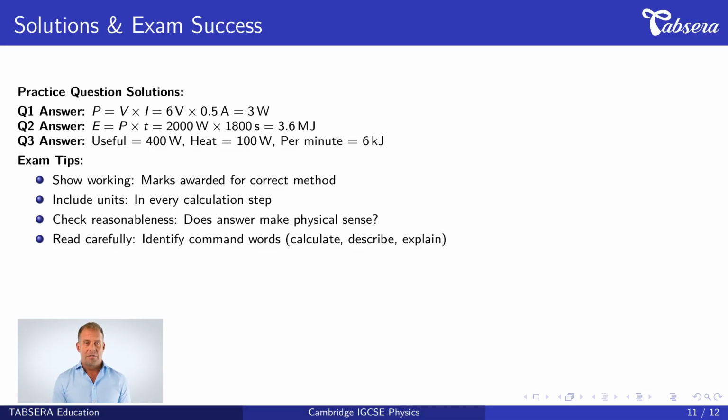Let's review the solutions. For question 1, power equals voltage times current. P equals 6 volts times 0.5 amperes equals 3 watts. This is reasonable for a small bulb.